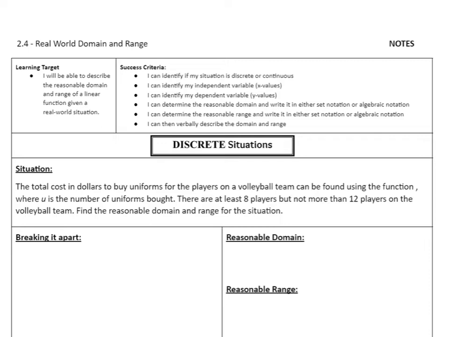So let's look at a discrete situation first. So we know it's discrete already, and every time you see a problem that's similar to this one, it's going to be a discrete situation. So the situation is: the total cost in dollars to buy uniforms for the players on a volleyball team can be found using the function where U is the number of uniforms bought. There are at least 8 players, but not more than 12 players on the volleyball team.